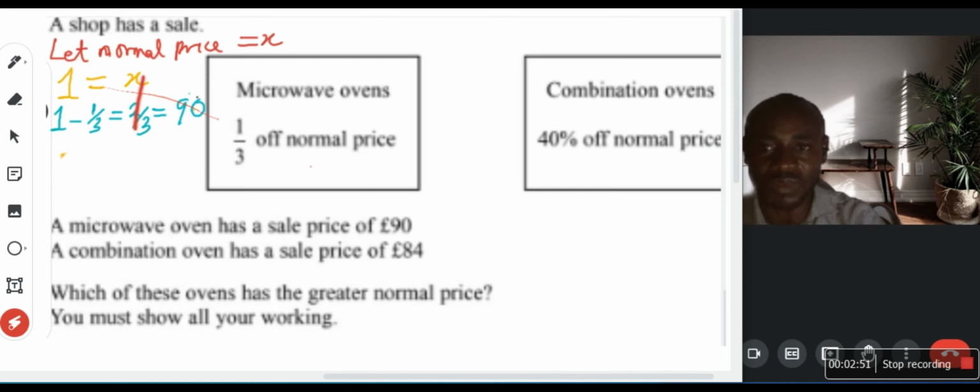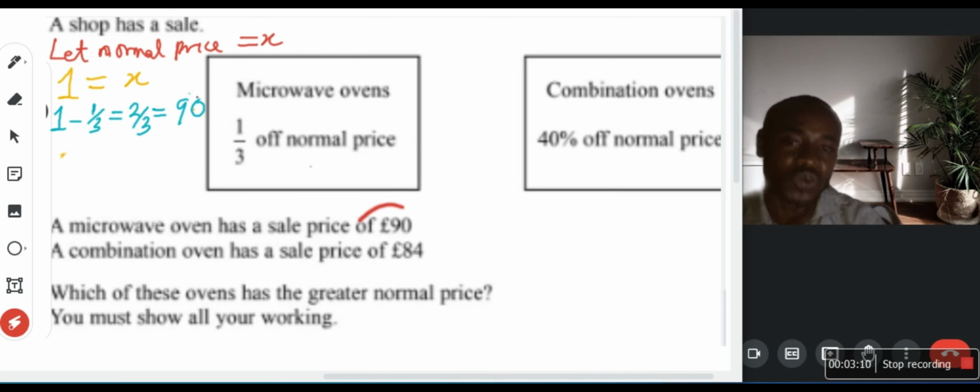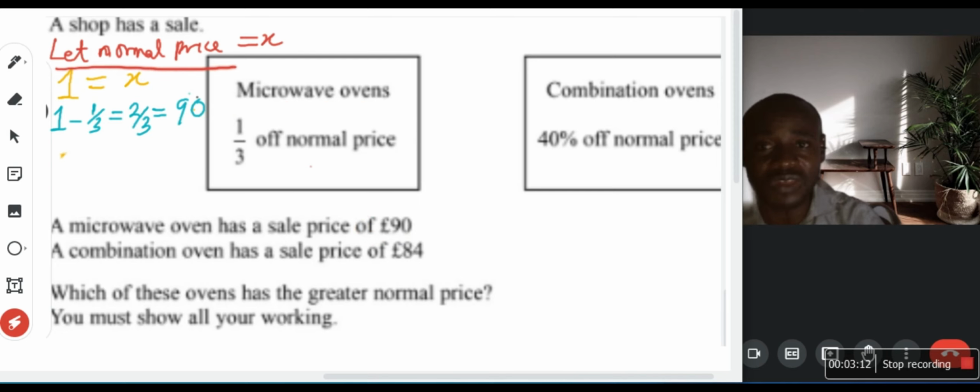As usual, we cross multiply to get what X will be. The whole full thing is one whole number, X. After we remove 1/3, what is left is now 2/3, which is 90. Because it says after 1/3 off, it is sold at 90. What was the original thing, which is the normal price? So 1 is X. After removing 1/3, you have 2/3. 2/3 is now 90, so you cross multiply. 2/3 times X equal to 1 times 90. 2/3 times X gives us 2/3 X.